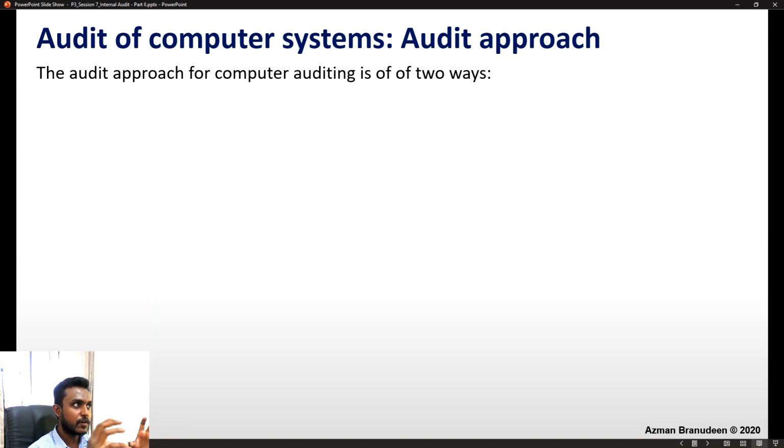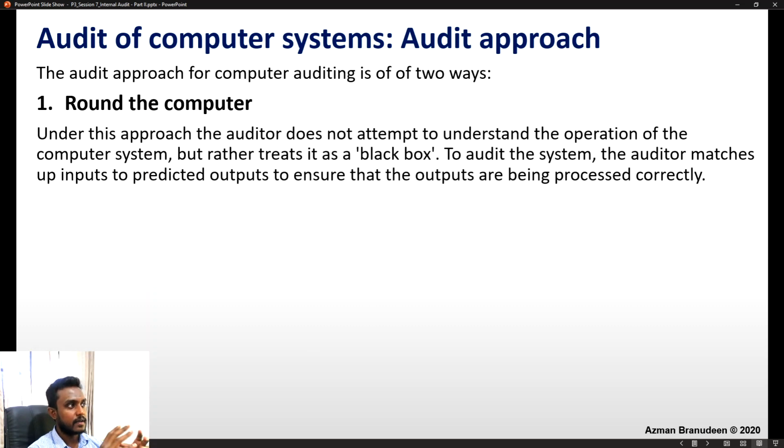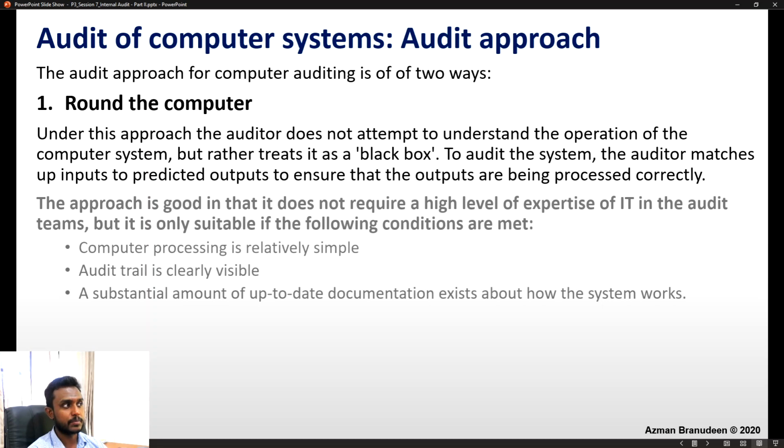The audit approach for computer auditing is of two ways. One, round the computer. That is the approach where the auditor does not attempt to understand the operation of the system but treats it as a black box. Now, to audit the system, the auditor matches the inputs to predicted outputs to ensure that the outputs are being processed correctly. That is, round the computer.